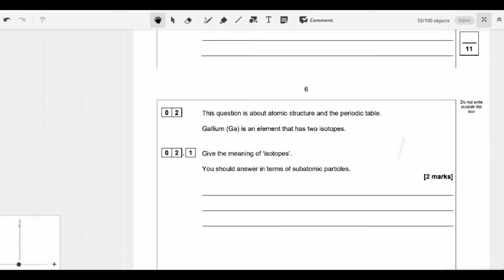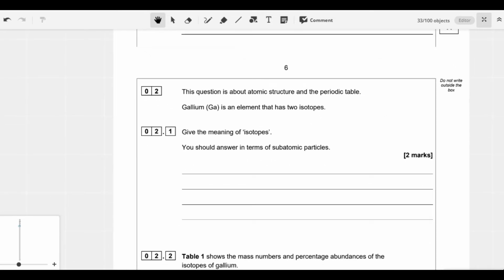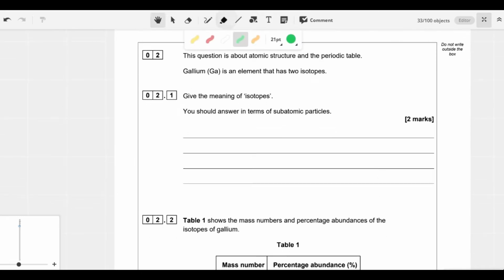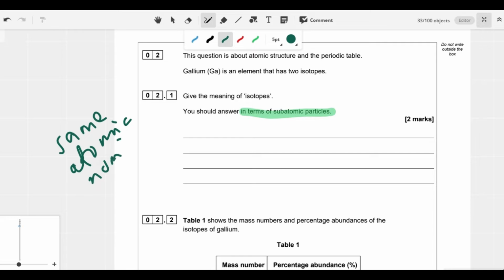The next question is about atomic structure and the periodic table. Gallium is an element that has two isotopes. What is the meaning of isotopes? You should answer in terms of subatomic particles, so that is very important. If you write that they have the same atomic number but different atomic mass, that answer will be wrong, because the discussion here is about subatomic particles. So you have to indicate that isotopes have the same number of protons but a different number of neutrons.